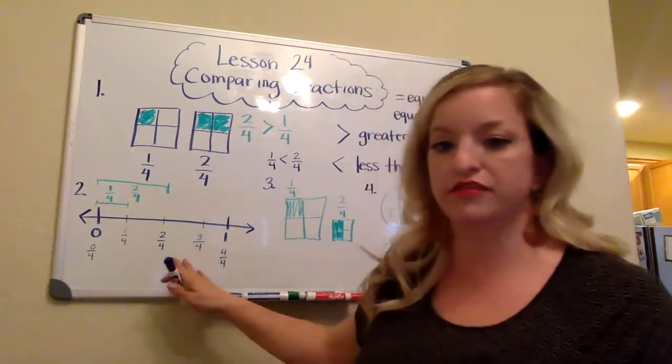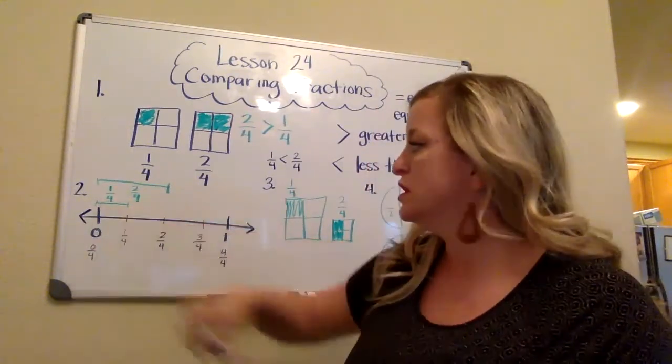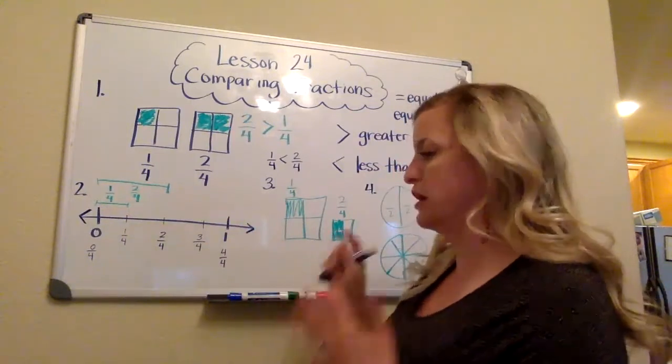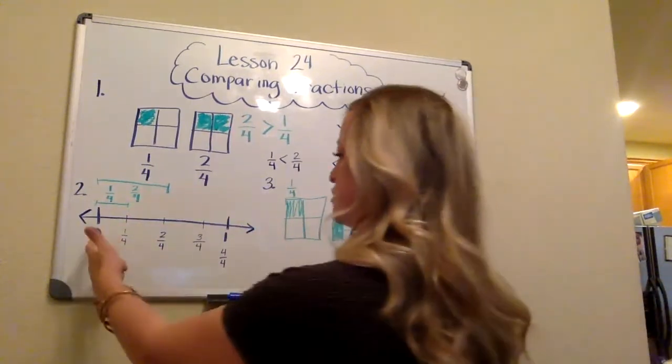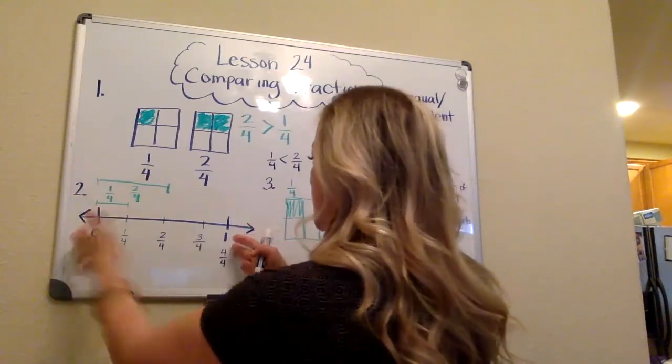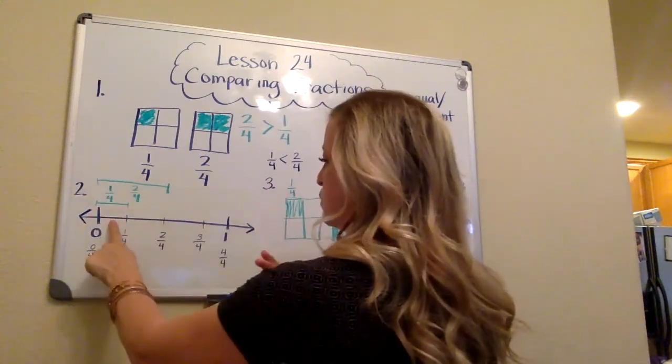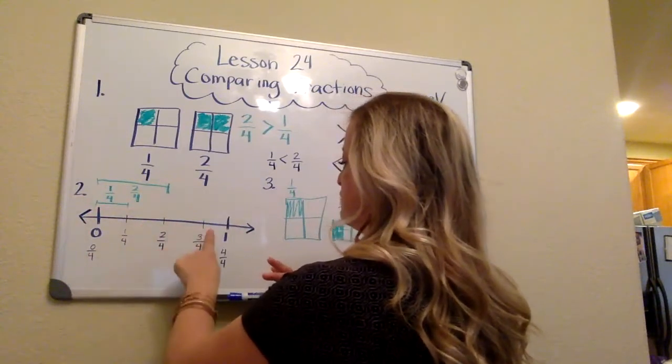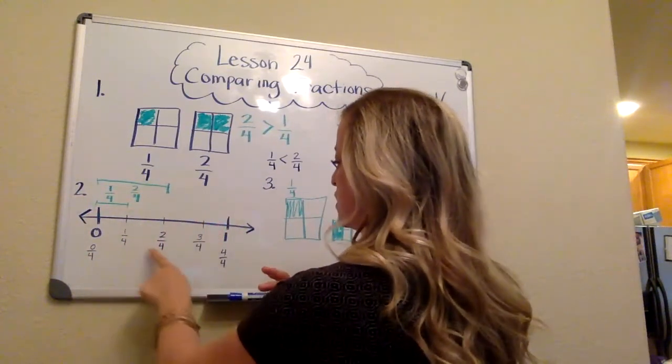But down here I have the number line for problem number 2. And what I did is I have my whole unit. So I have 0 all the way to 1. Pretend I have one candy bar. I broke it into 4 pieces. There's 1 piece, 2, 3, and 4. So my denominator is 4.